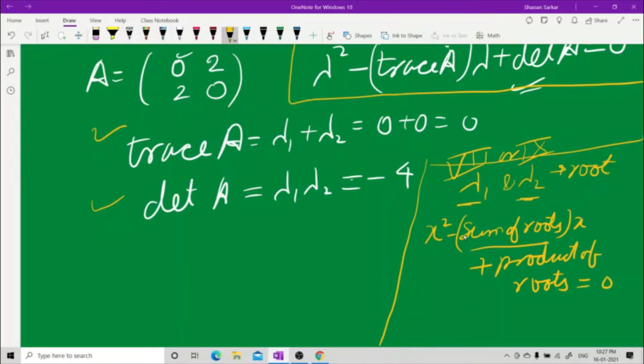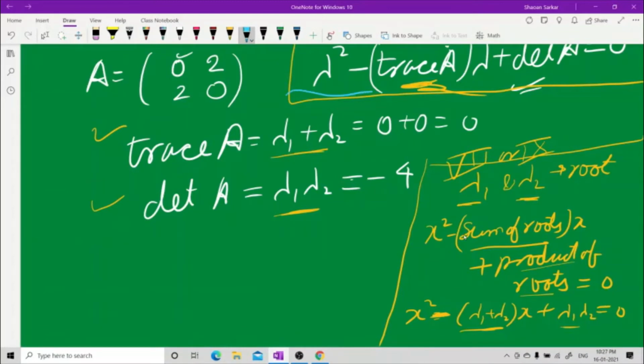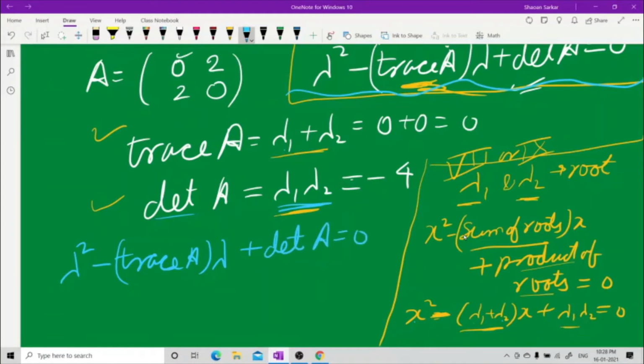The sum of the roots for this lambda 1 and lambda 2 gives x square minus lambda 1 plus lambda 2 x plus, and the product was nothing but the determinant, that is lambda 1 lambda 2, equal to 0. Now compare this with this and this with this, you will get this very equation. See, compare, you will get this only. Instead of x, I am using lambda. Instead of lambda 1 plus lambda 2, I am writing trace A, and instead of lambda 1 into lambda 2, I'm writing determinant A. This equation you have already seen, but today you are seeing it in a different manner.